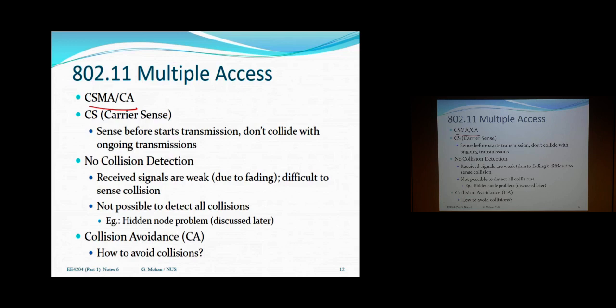Carrier sense means that any device, before it starts its transmission, senses the medium. If it can see or hear that some transmission is already going on, then it will not transmit, because if it transmits, obviously there will be collisions. So this is carrier sense. But it does not have collision detection capability. There is no collision detection feature, but it uses what is called collision avoidance. First let's see why there is no collision detection.